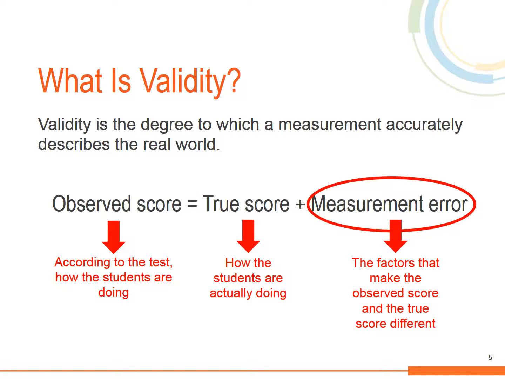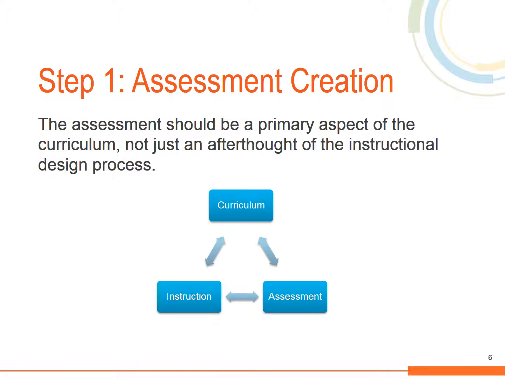But the thing that gets in the way is the measurement error. This is the factors that make the observed score and the true score different. So, the goal of this slide presentation and the entire process of ensuring validity is to reduce the measurement error. We need to rid assessments of any non-academic factors that could alter the student's score. We want the observed score and the true score to be as close as possible. So I'm going to take you through a step-by-step process to ensure that there is assessment validity.